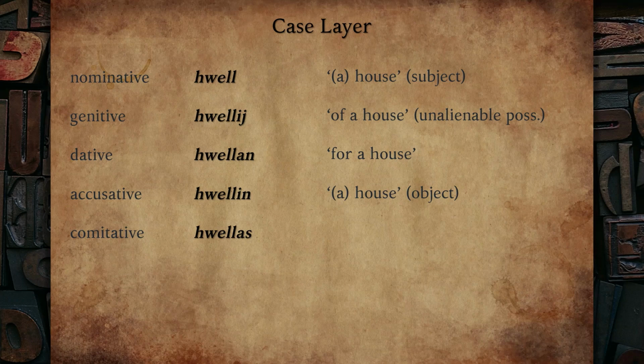Commentative, huelas, along with a house or just with a house. And finally, the adjective, huelis, which could be translated as a house or just a house in a sentence like this is a house, because it's the case of what is and what is identity. But this is only the beginning, right? Because we have 2 more layers and those 6 cases behave very differently in the other layers.